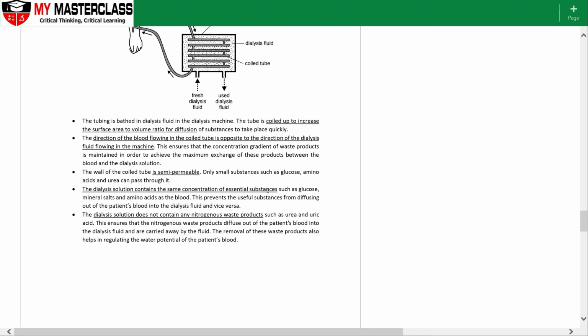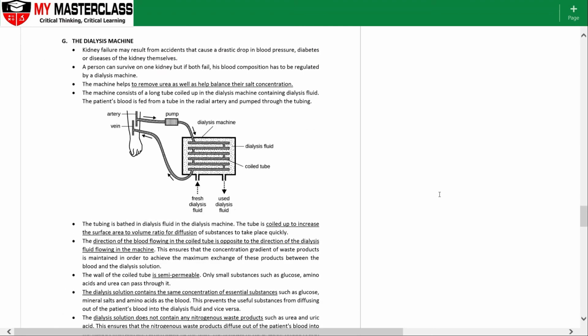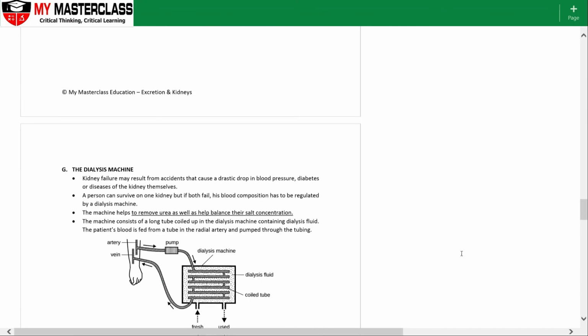Okay, but it does not have any waste products at all, and it is going in the opposite direction to ensure that you have maximum diffusion of all the waste products. In this way, it can regulate the water potential. It can also remove all the waste products from the patient. Okay, now that concludes this chapter on excretion and the kidney for homeostasis. Thank you for watching.